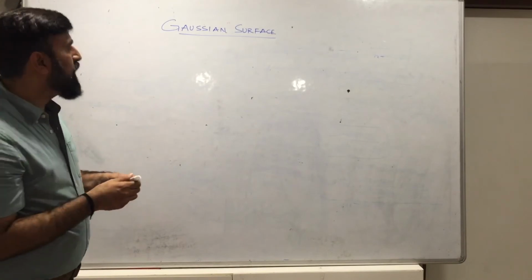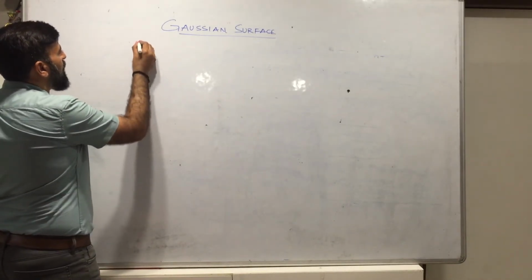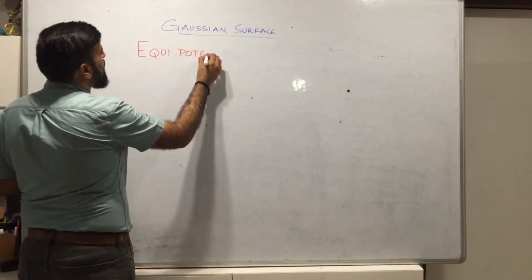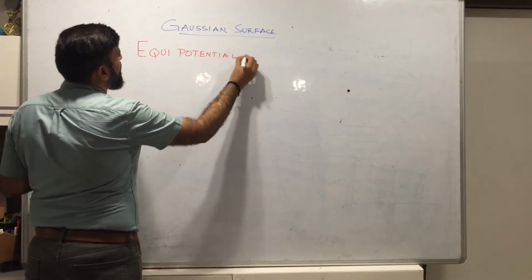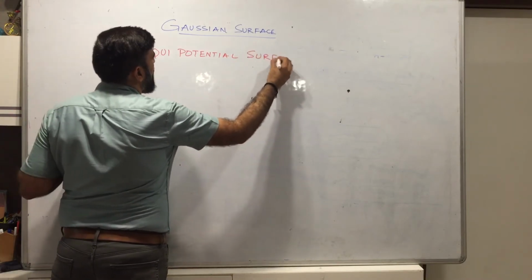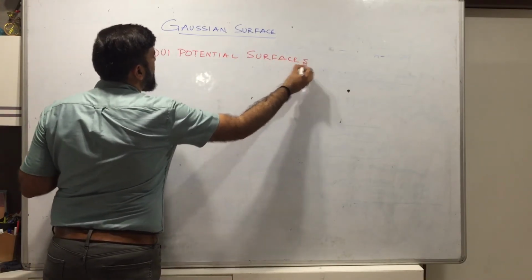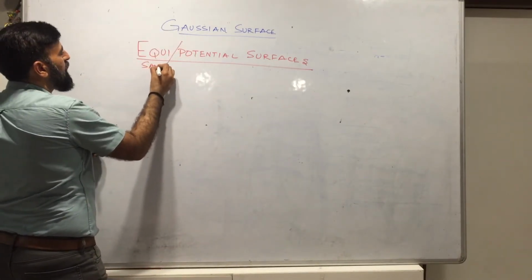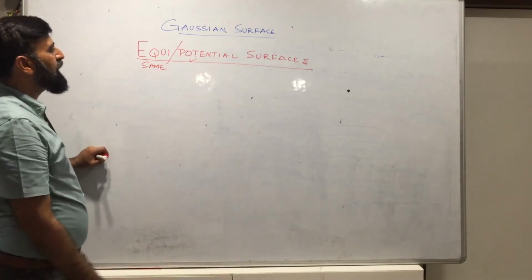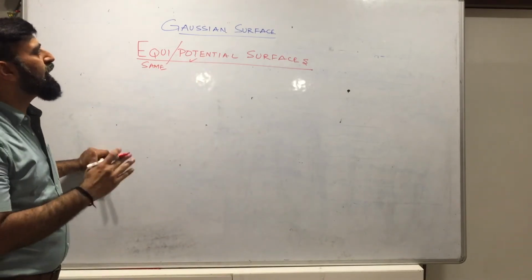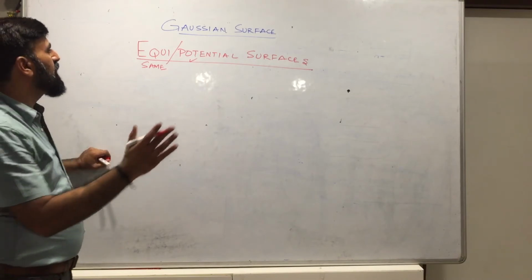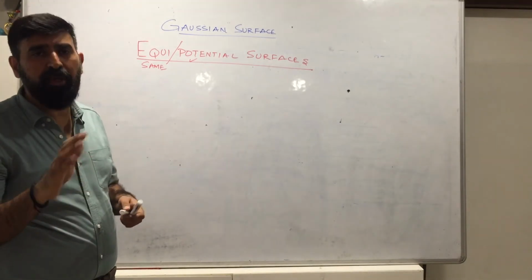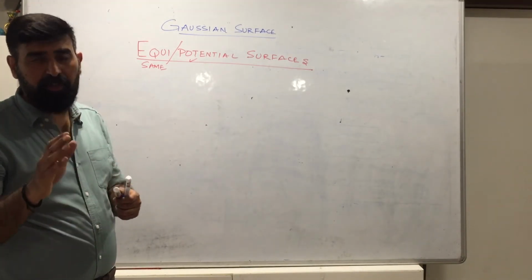In a similar thought, we have another concept of equipotential surfaces. So what is an equipotential surface? As the name suggests, equi means same, potential obviously, electric potential they are talking about. So equipotential surfaces means surfaces on which the potential remains constant. Right? The imaginary surfaces on which the potential remains constant.